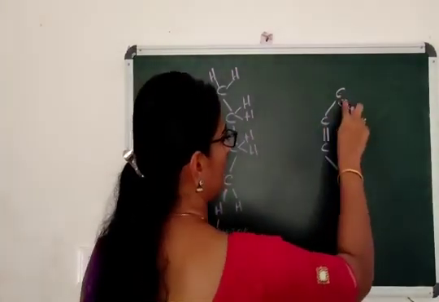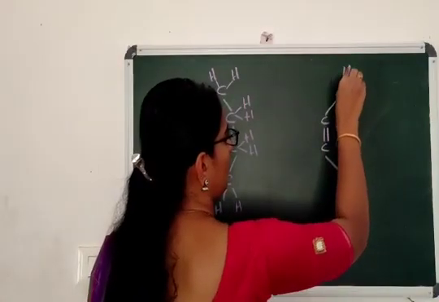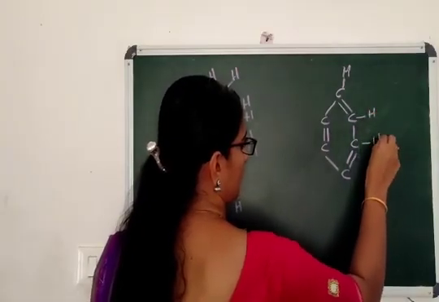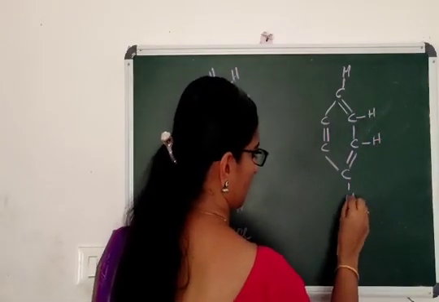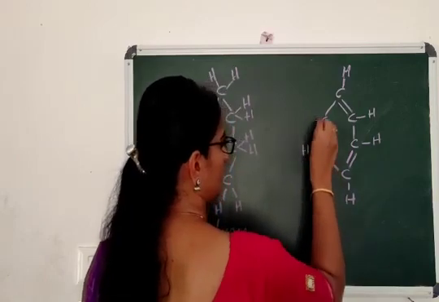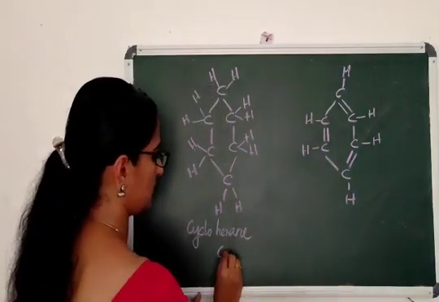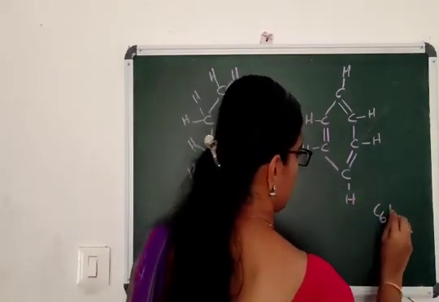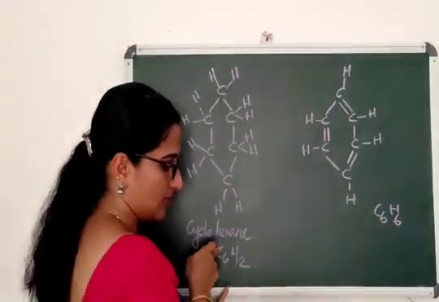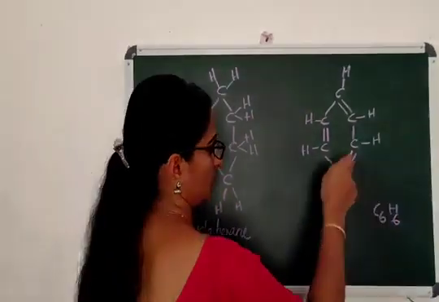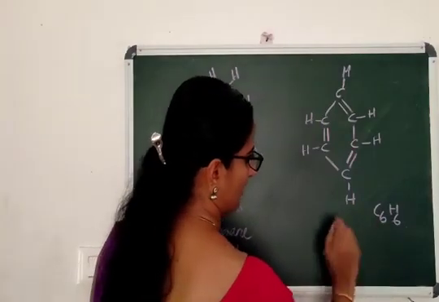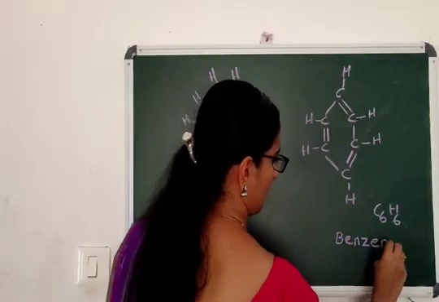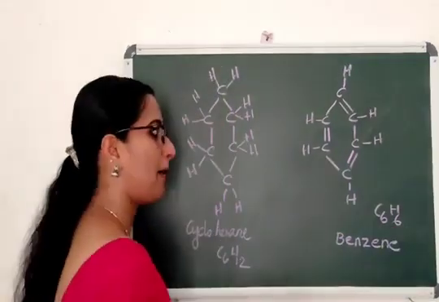At that time, how many hydrogen are required for this carbon? Only 1. Here 3 valencies are already satisfied, so 1 hydrogen is required. This is C6H12, cyclohexane, and this is C6H6. This is a saturated cyclic compound. This is unsaturated because a double bond came in between, and the name of this compound is benzene.